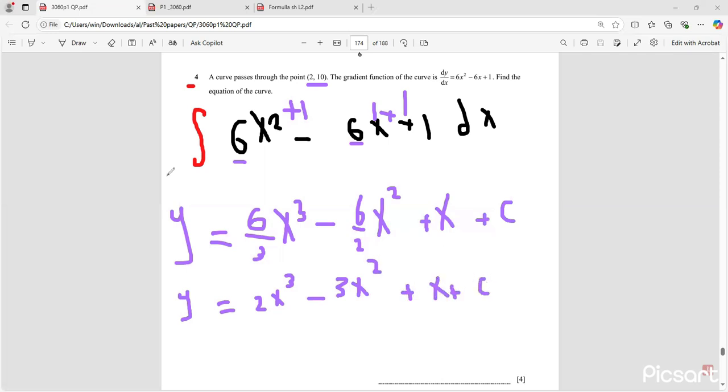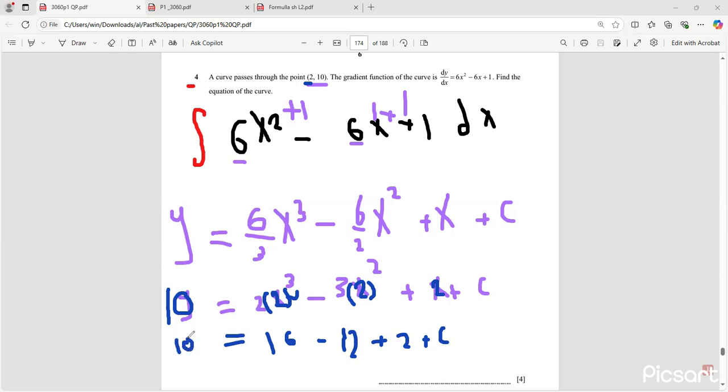Let's substitute. Here we have the point (2, 10), so x is 2: 2 to the power of 3, minus 3 times 2 to the power of 2, plus 2, plus c, all equal to 10, where instead of y we put 10. So 2 to the power 3 is 8, times 2 is 16, minus 4 multiplied by 3, which is 12, plus 2, then plus the c. All this equals 10. We're going to get the whole numbers here. So 12 plus 2 is 14, 16 minus 14 is 2.